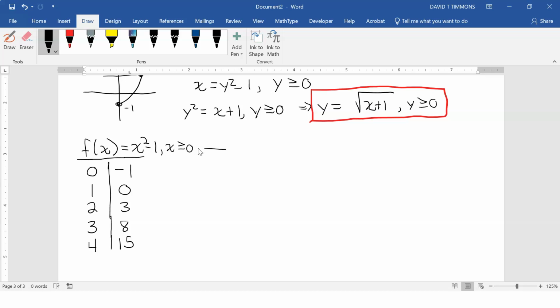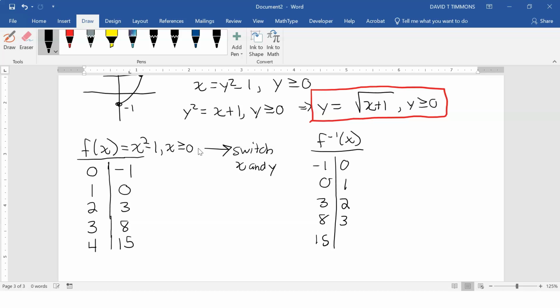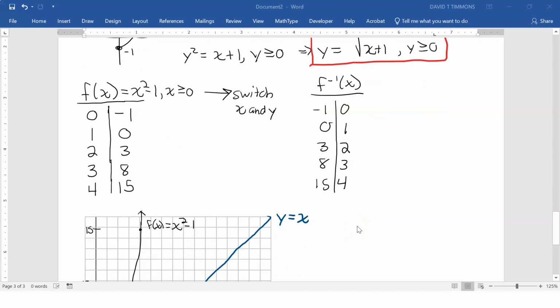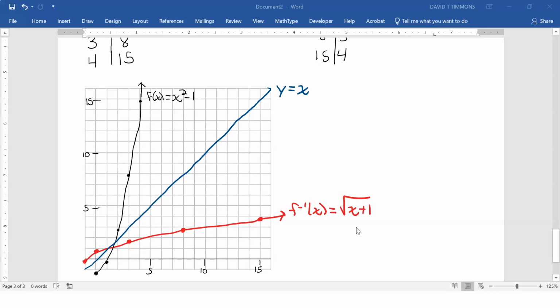And now we just switch x and y. And now we have the points for our inverse function. So now we have -1, 0, 0, 1, 3, 2, 8, 3, and 15, 4. Now that we have the coordinate points, we can graph each set of table of coordinates. And I've done this here on this graph.